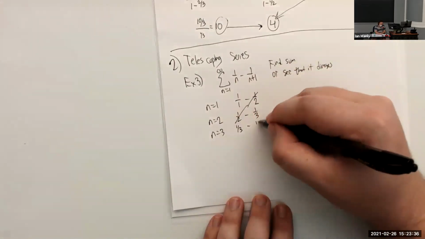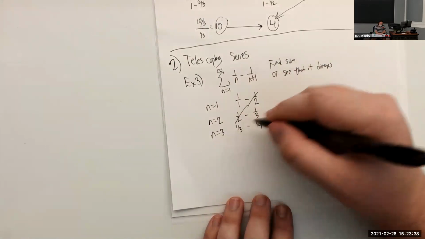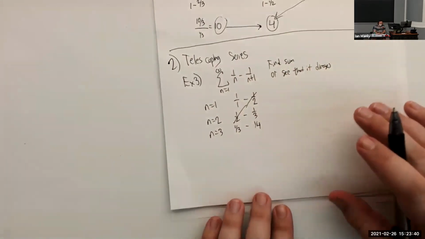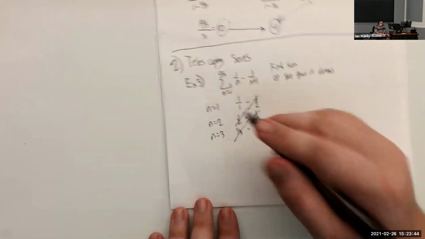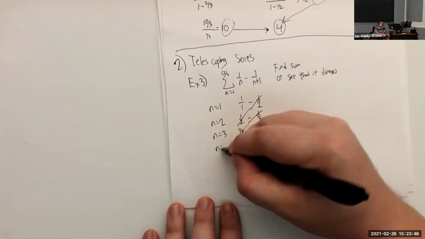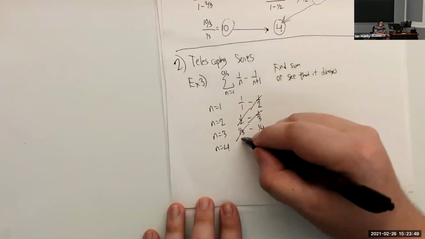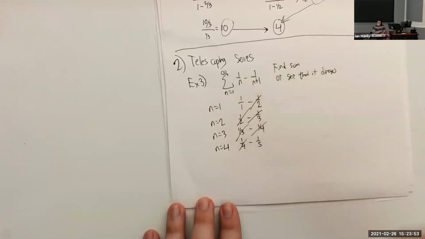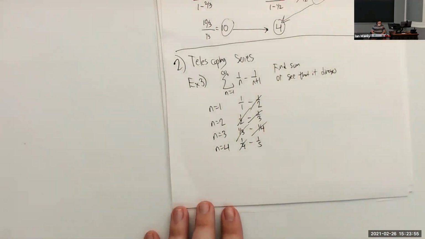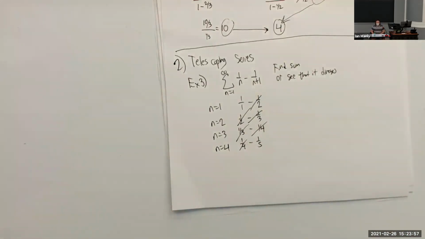So I have minus 1/3, or sorry, plus 1/3 minus 1/4. And then we could see that these will actually end up canceling out. And let's do one more for emphasis here. If I do n equals 4, I'm going to have 1 over 4 minus 1 over 5. And lo and behold, the 1/4 are going to cancel out here. So it seems like every step of the way here, I'm always canceling something out, but there's something I'm never going to end up canceling out. And what's that? What term is never going to go away?